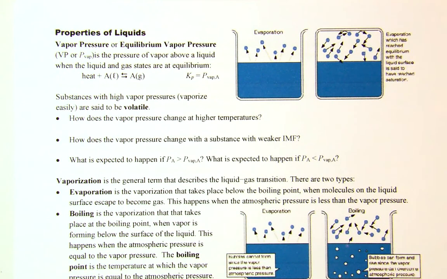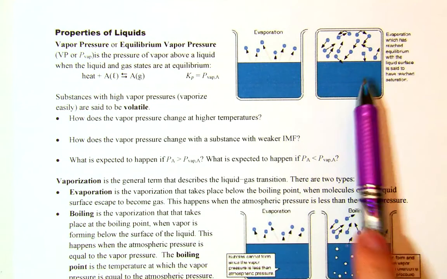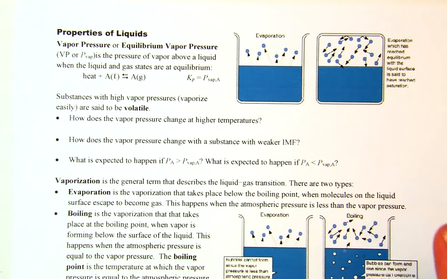Okay, moving on with part 2, properties of liquids. So to talk about liquids, really the main things we need to talk about are vapor pressure and just pressure overall, equilibrium vapor pressure. So if we look at our two containers that are here, we're showing two different kinds of vaporization.